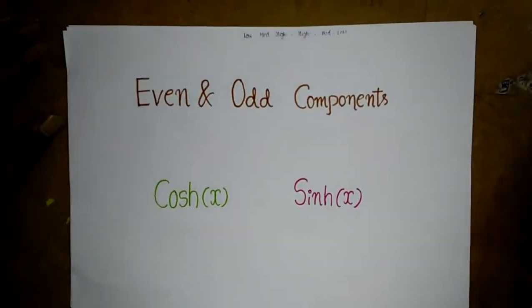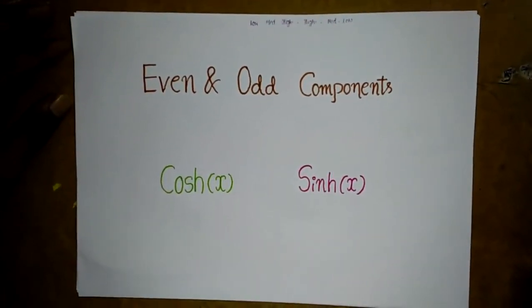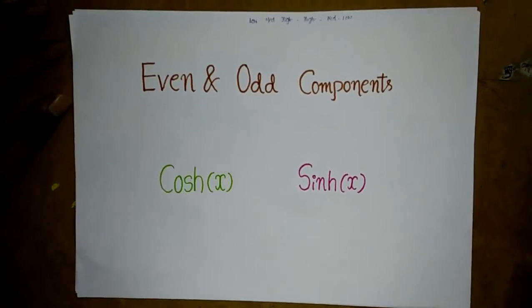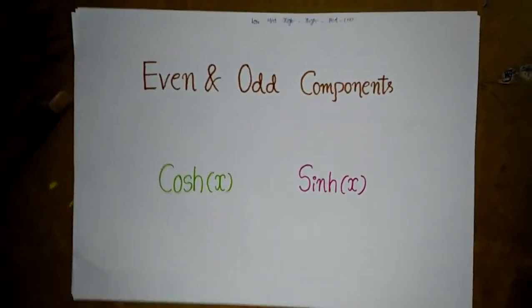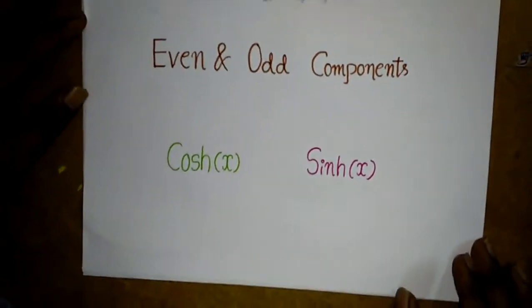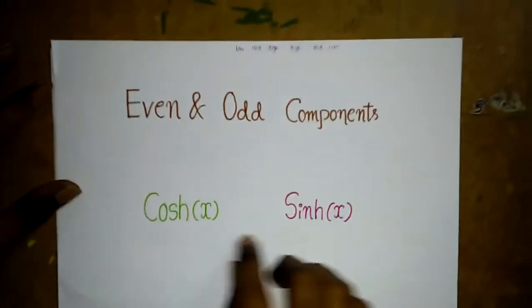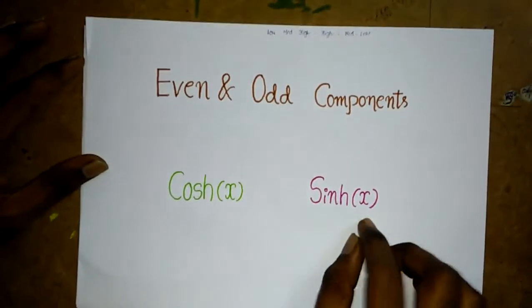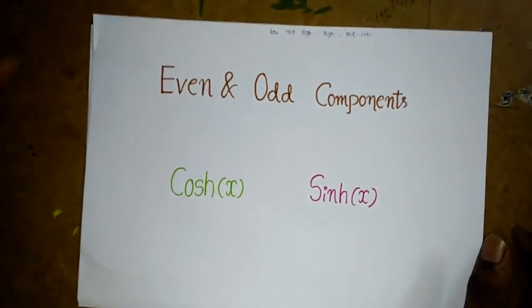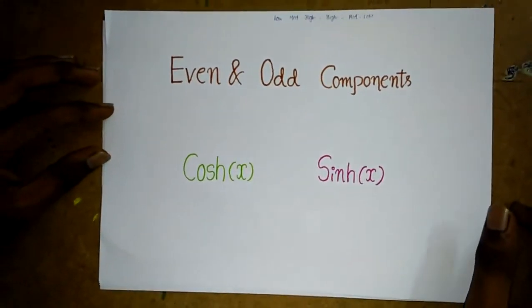Hi guys, in this video I want to discuss the idea of splitting a function into its even and odd components, and at the end of the video I try to increase your attachment to cos hyperbolic of x and sine hyperbolic of x with that of an exponential function rather than that of a hyperbola.